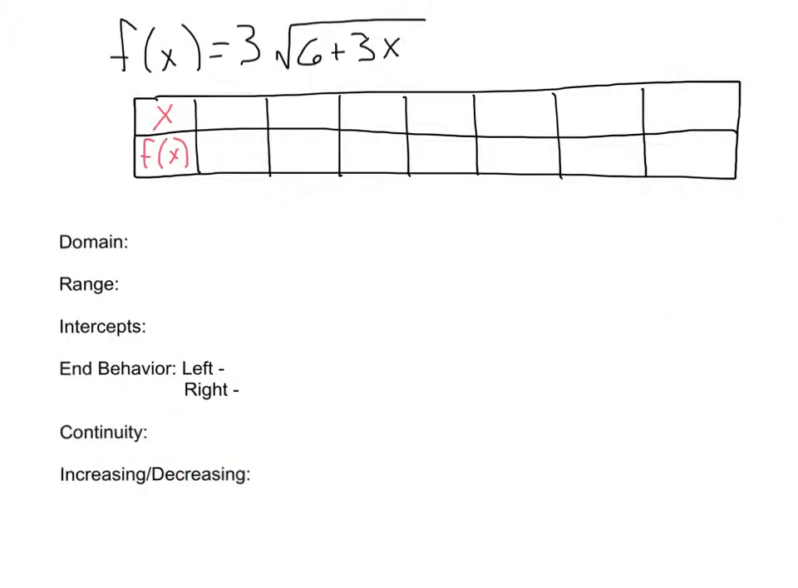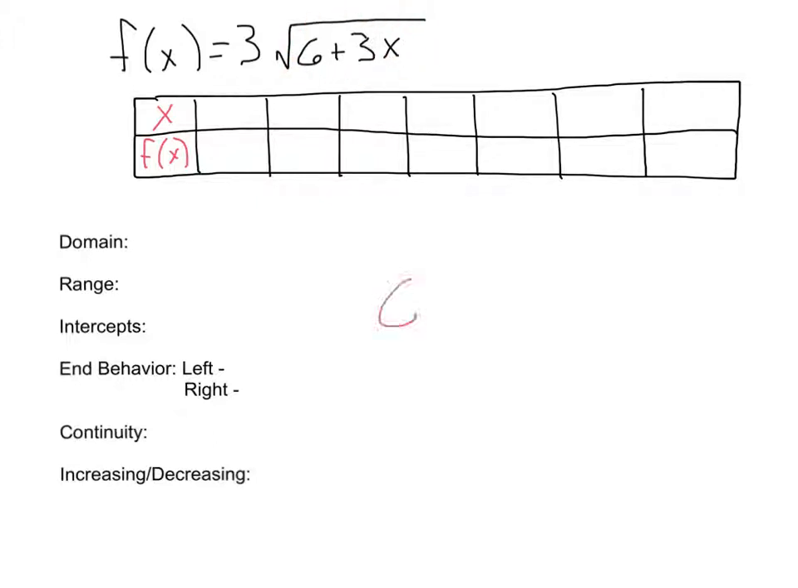All right, let's do one more example. Here we have f of x equals 3 times the square root of 6 plus 3x. Now we don't see anything here, but remember it's automatically a square root. This square root has an even root, so we do have a restriction on the domain. Before I even make my table, I'm going to find out what x values are relevant. Remember, whatever's in this square root has to be positive.